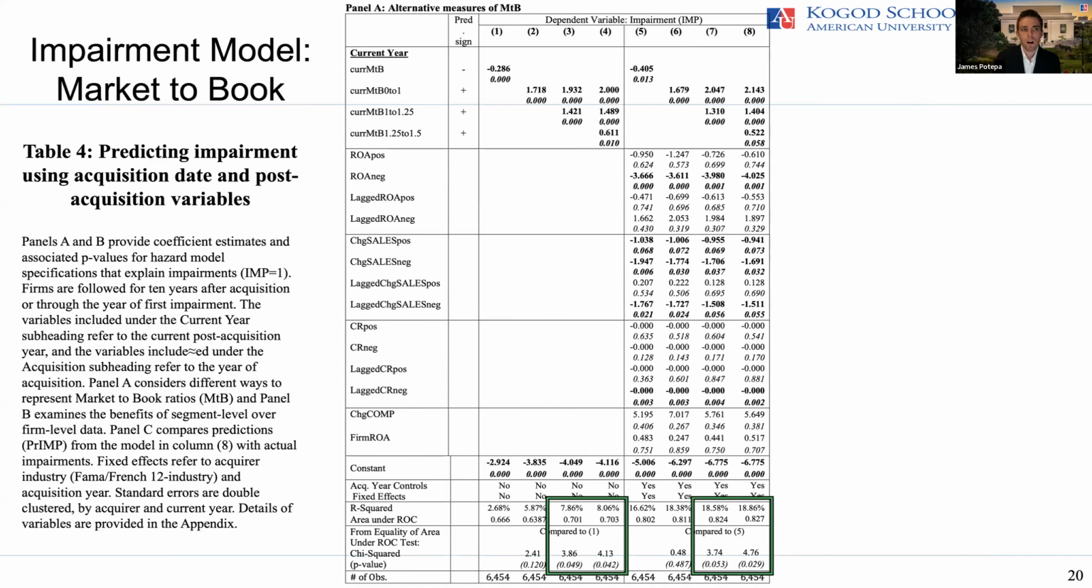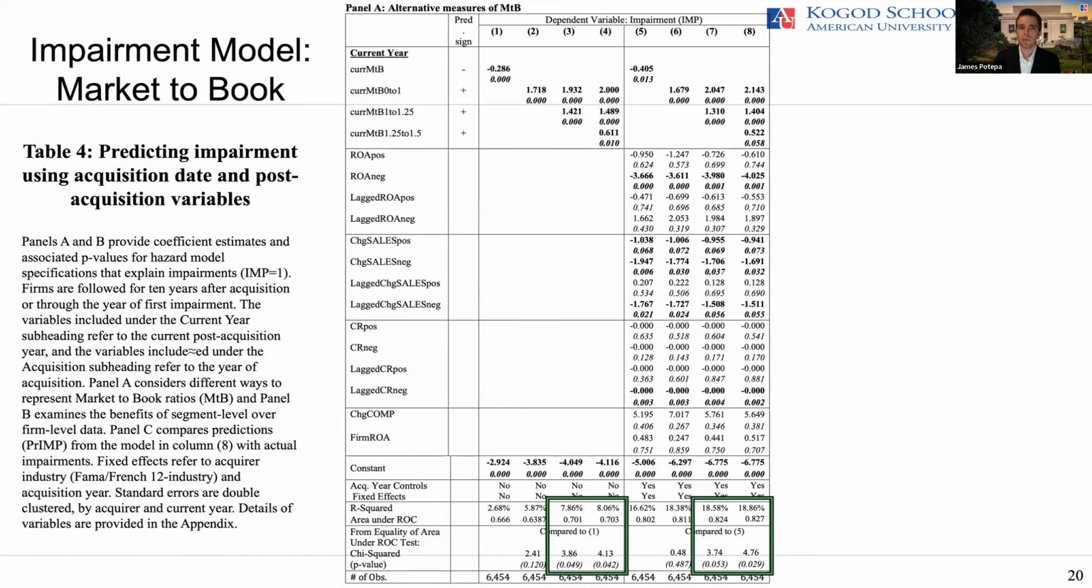Moving on to our impairment model, looking at market to book. We expand the traditional definition of market to book. If you include more indicators for market to book just above 1, it's going to drastically improve the predictive power of the model. If you look at the area under the ROC curves, they are going to go up compared to not including those. Also, all of our indicators are highly significant. So we're seeing that these are going to be relevant for our model.